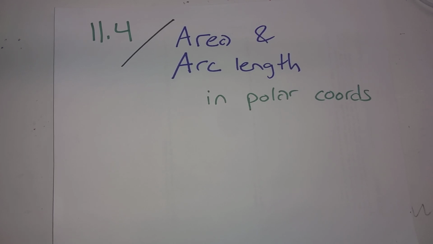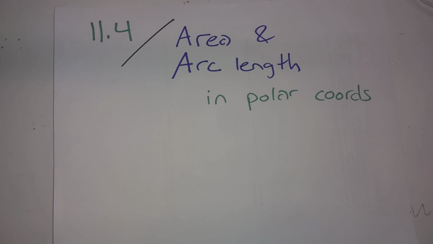11.4, the final section of the course, area and arc length and polar coordinates. So we're going to use the polar coordinates that we learned about in the previous section, section 11.3, and do classic calculus 2 calculations about finding areas of regions in the plane, finding arc lengths of curves and stuff like that. And once again, this is a bit of a prelude.